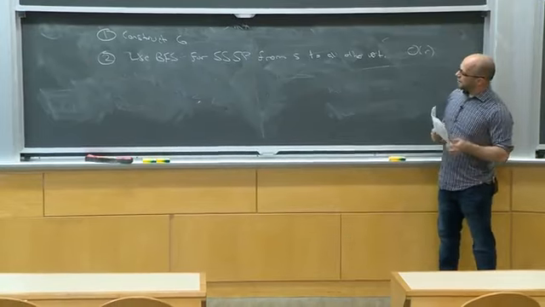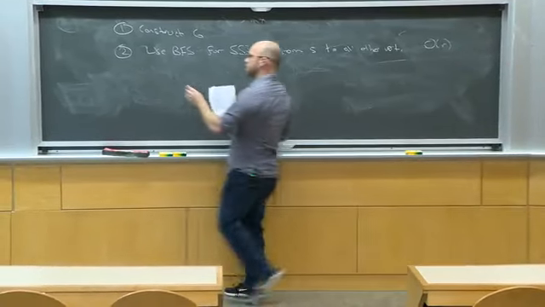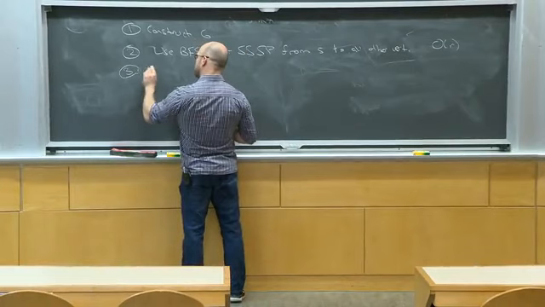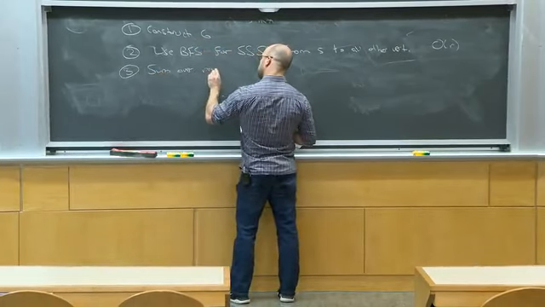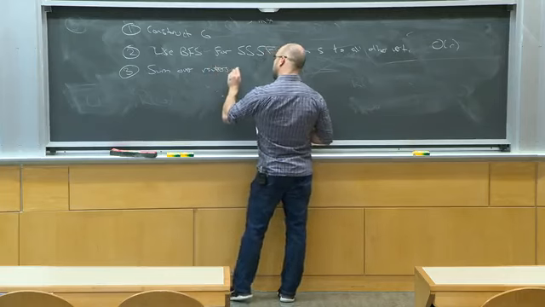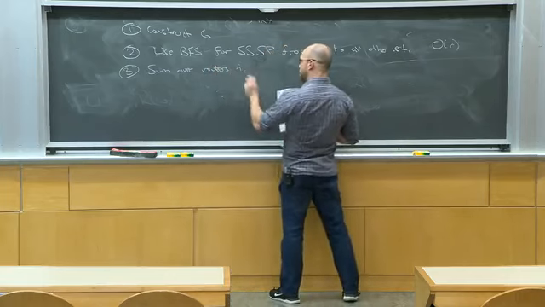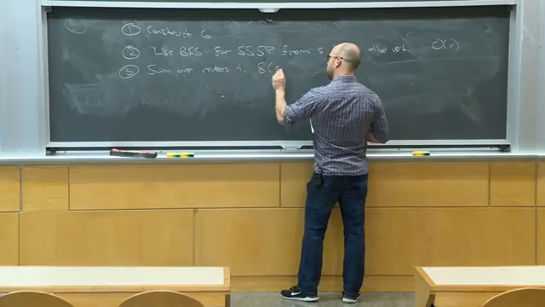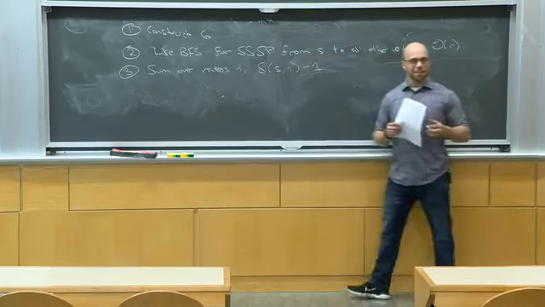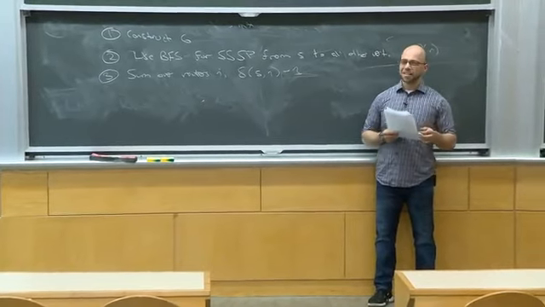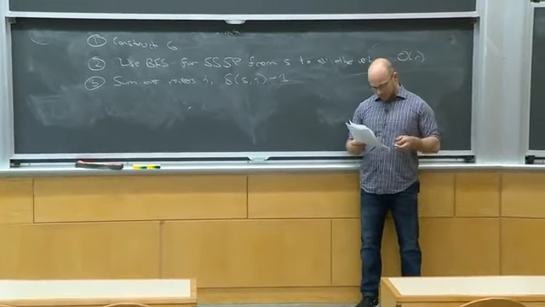OK. And then finally, I'm going to sum over routers i the value of the distance from the supernode to the router i, minus 1 to account for that additional edge that I added. OK, and that's the solution to our problem.